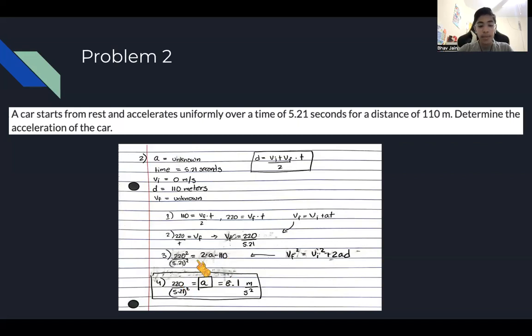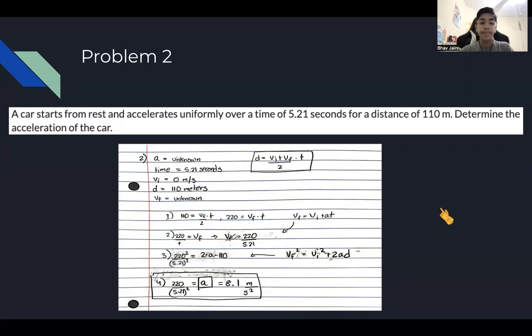Therefore, because 2 times 110 is just 220, we can divide that from the left side of the equation and get 220 over 5.21 squared equals the acceleration, which is 8.1 meters per second squared. Now, what to know from this question is that because there were multiple variables that we did not know, we had to use multiple kinematic equations to solve it.